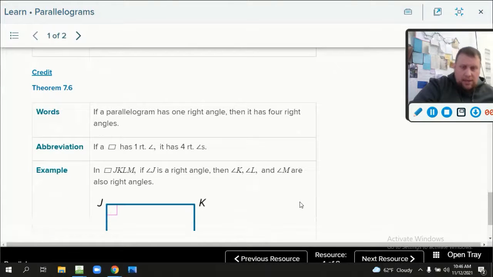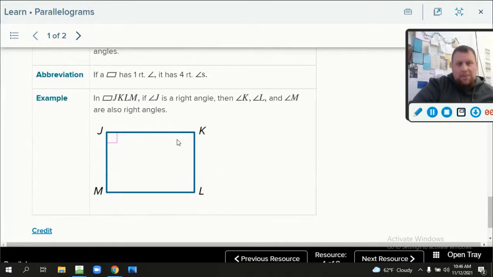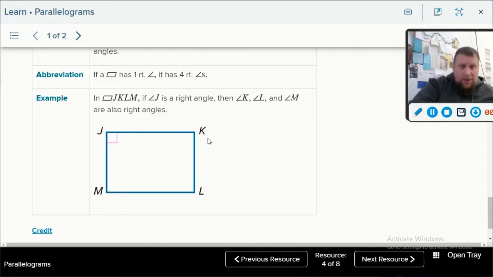And last but not least, theorem 7.6 just says this. If a parallelogram has one right angle, then all the angles are right angles, which means angles J, K, L, and M are all 90 degrees or right angles. Okay? Has to be. We know that because if this is 90, our last theorem really proves this. If this is 90, I know that these two are supplementary, which means they add up to 180. 90 plus 90 is 180. I know it's supplementary to L. That means 90 plus 90. See how it works? It kind of goes this way around.